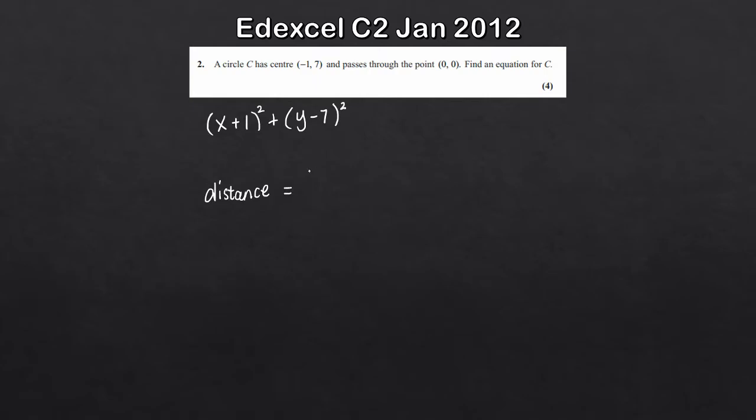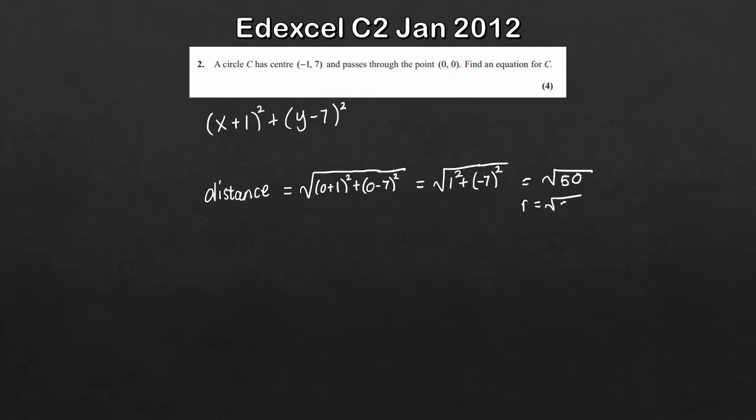well, that's just simply going to be the square root of, I'm going to do it as 0 minus minus 1, so it's going to be 0 plus 1 all squared. Do the same with the y coordinate, so it's 0 minus 7 all squared. So that's going to be 1 squared plus 7 squared here. It's technically minus 7 squared, but it won't matter either way because if you square a negative you get a positive. So it's going to be 1 plus 49, so that's the square root of 50. In other words, the radius here is equal to the square root of 50.